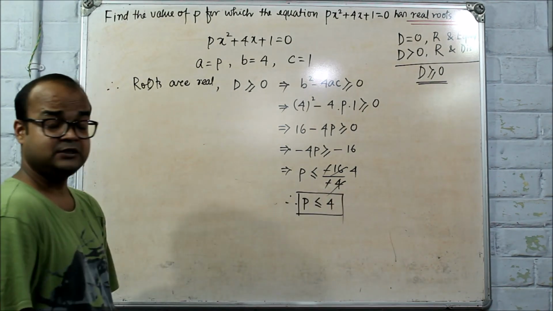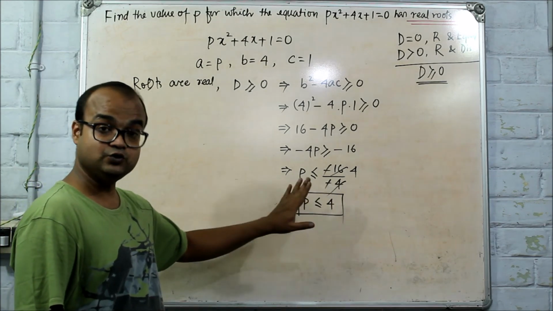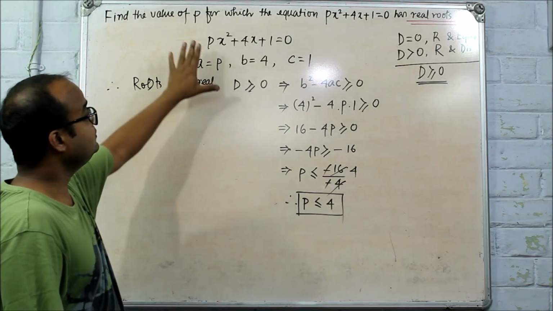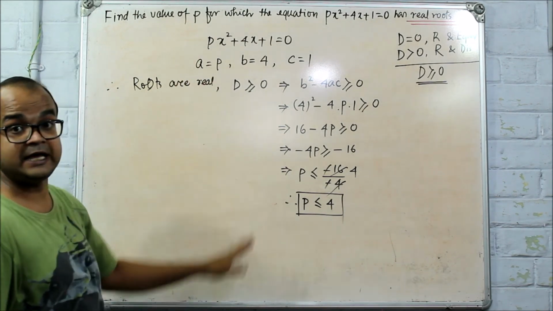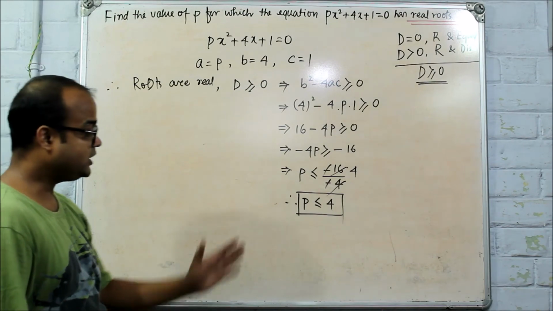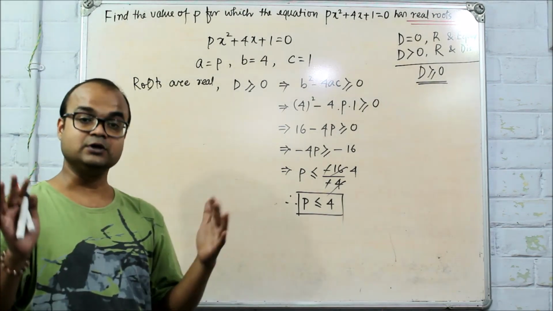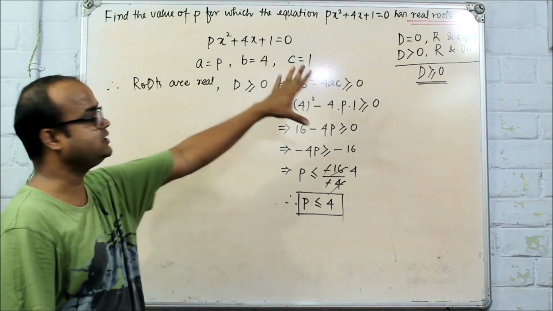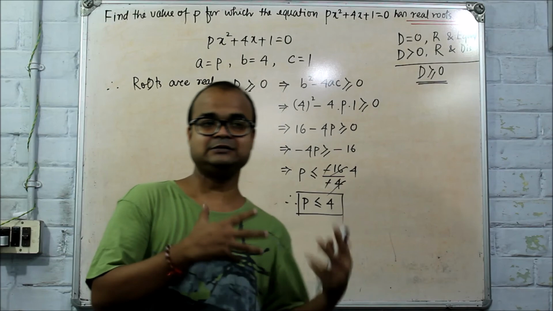It means that for all those values of p less than or equal to 4, if you substitute in the given equation, the equation has real roots. So here we will not get a particular value, but the set of numbers which satisfies the given condition. So I hope you understand the topic.